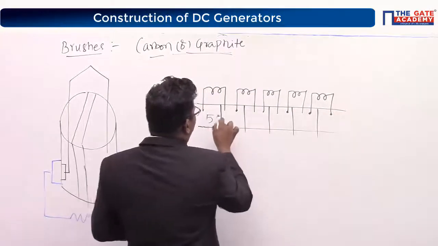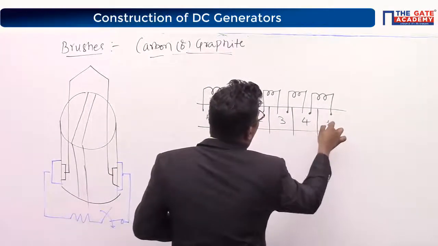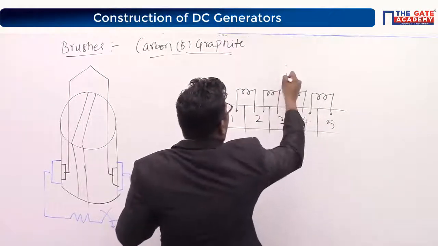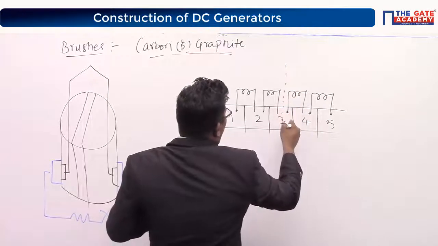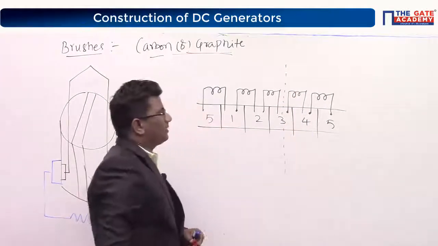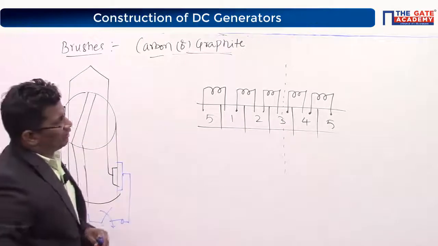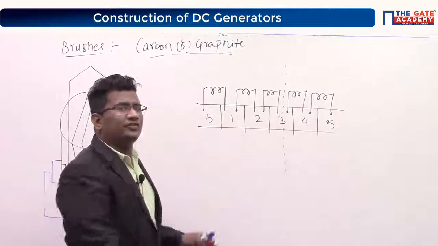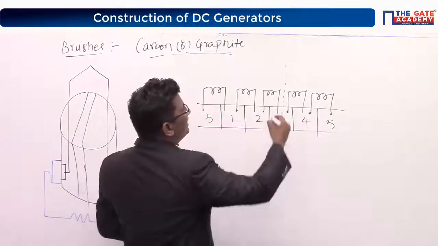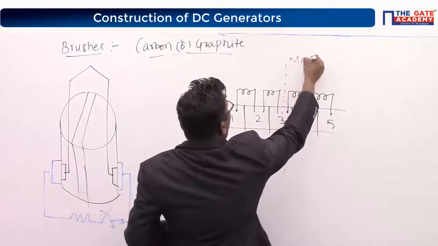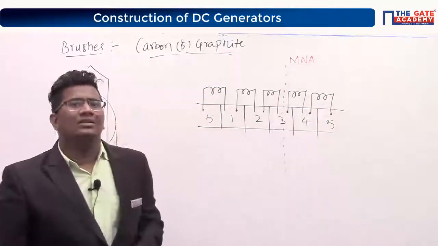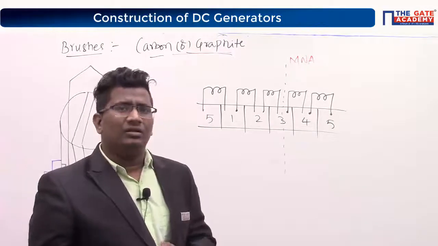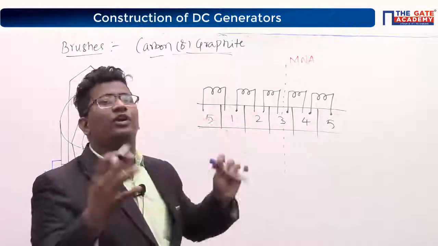You can say 1, 2, 3, 4 and 5. Okay? Yes. Tell me one thing. If it is your circular shape of commutator, and I virtually stretch it, tell me, is it my MNA axis? Yes or not? Correct?